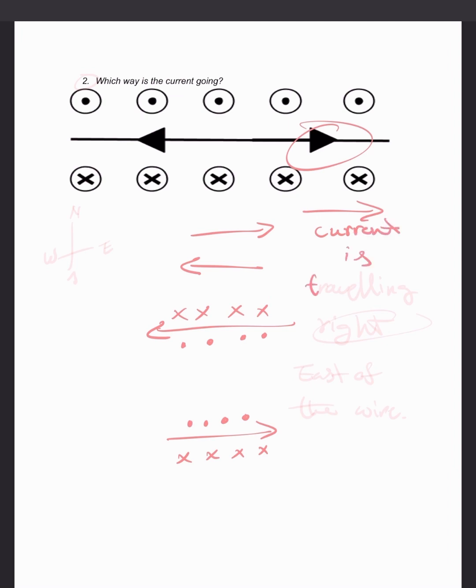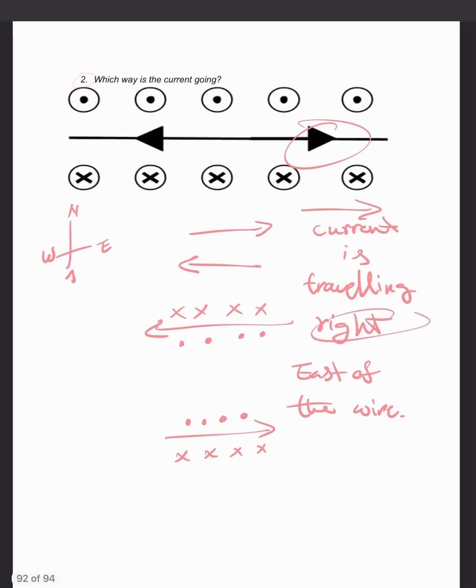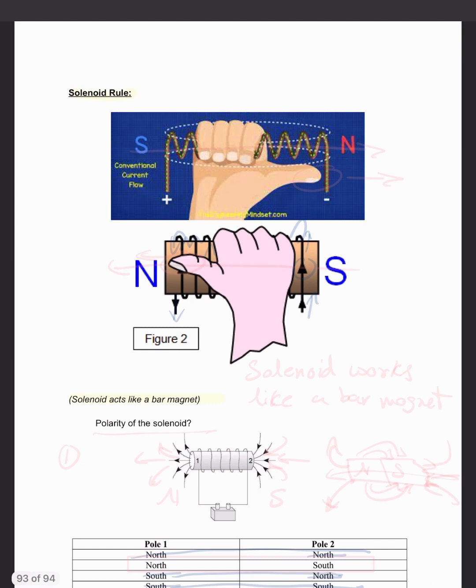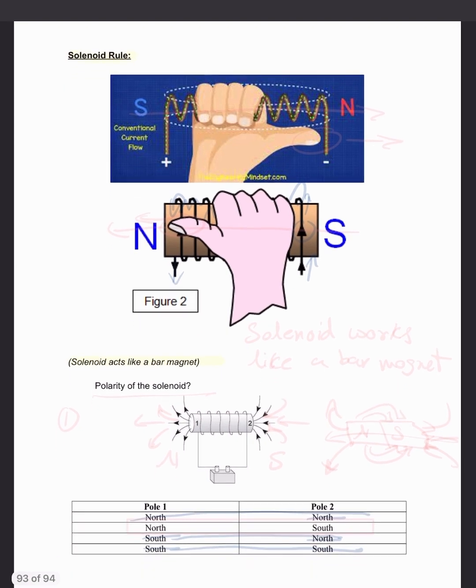So current is traveling right. Or if we want to get technical, northeast, southwest, east of the wire. But right is fine. Now let's go into our second rule, also known as the solenoid rule.